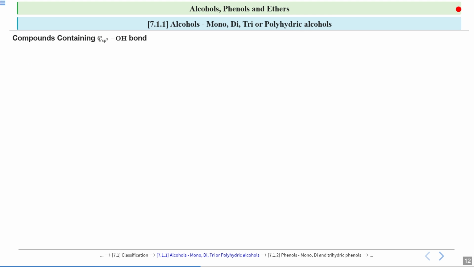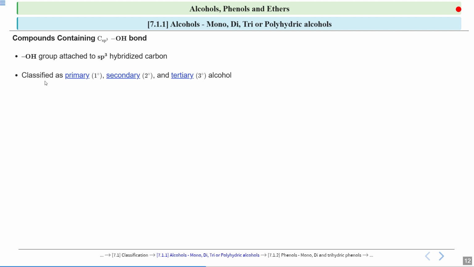Alcohols are compounds containing a carbon sp3 hydroxyl bond. So the hydroxyl group, that is the OH group, is attached to an sp3 hybridized carbon in alcohols, and they are classified as primary, secondary, and tertiary alcohols. In alcohols, we don't have any sp2 hybridized carbon bonded to the hydroxyl group. That carbon is actually sp3 hybridized, and they are classified as primary, secondary, and tertiary alcohols. So let's see them one by one.